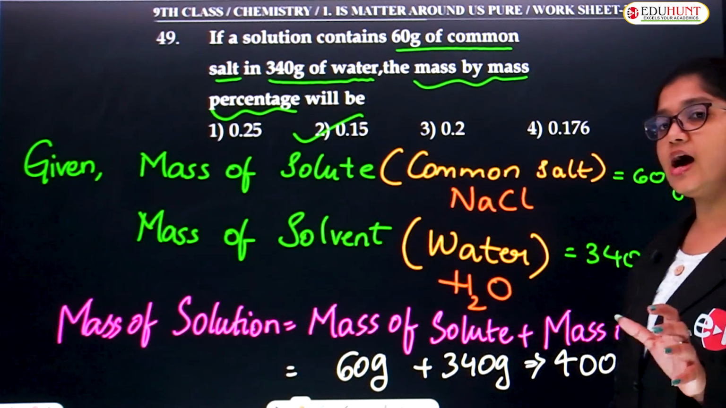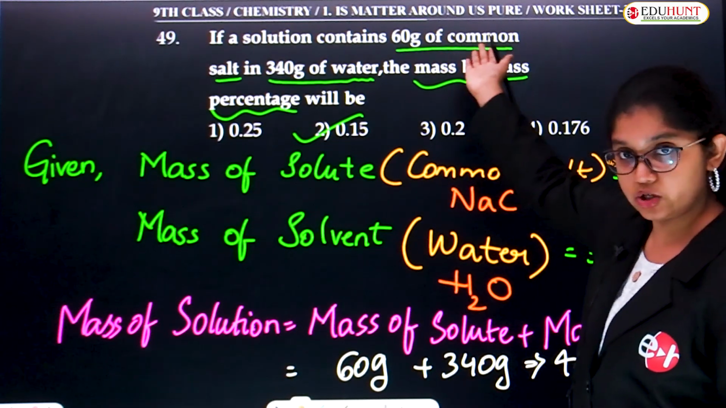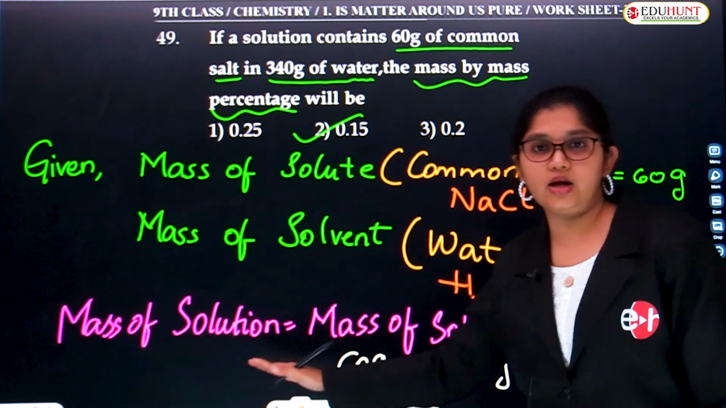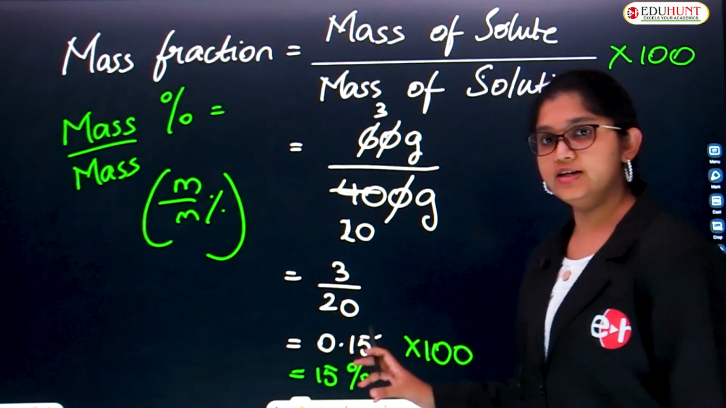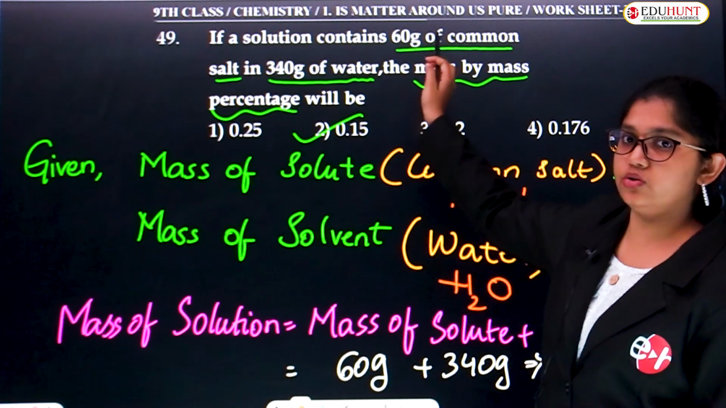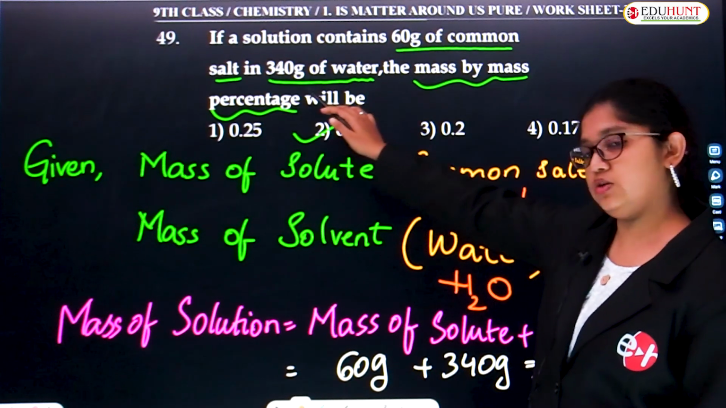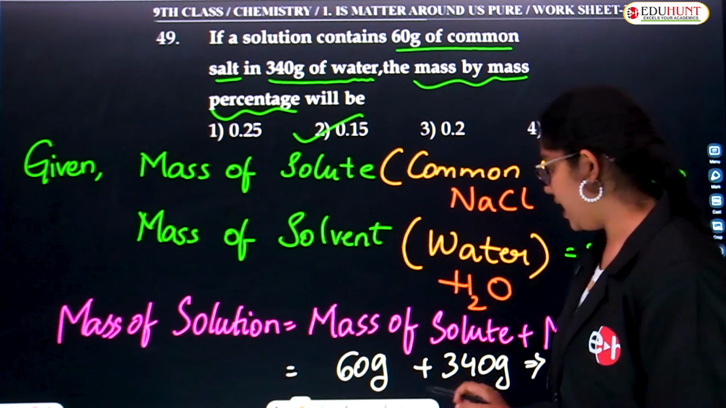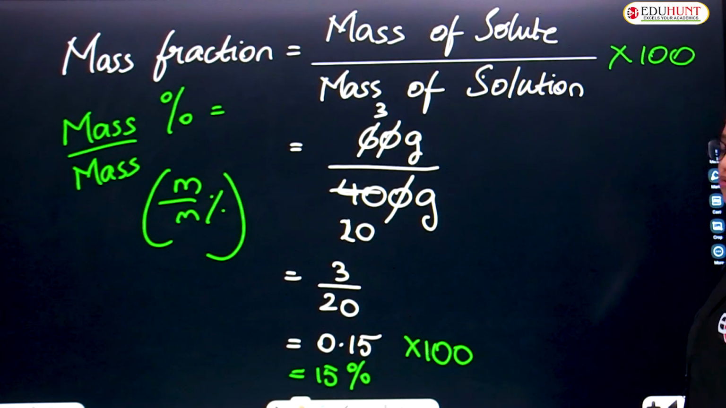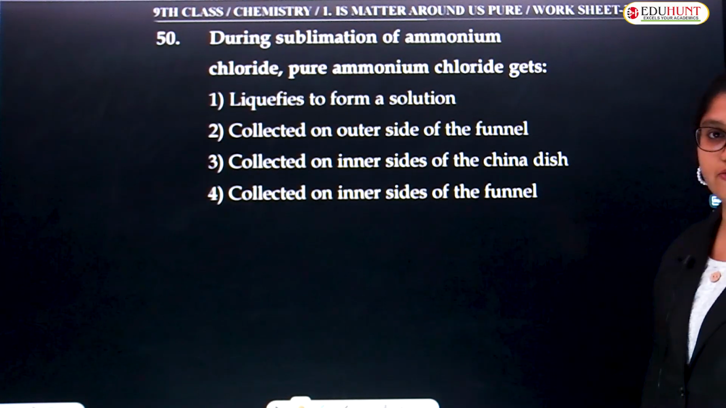Children, if they ask us in any other format, like with the help of solute and solvent, we have to first add to get the solution, right? After adding the solution, only then you have to calculate with the formula. Simply you should not do 60 by 340, wrong, because this is solute and this is solvent, right? So we should add 60 plus 340 first to get the mass of solution, and then continue with the formula. Don't just go in a hurry. Okay, good. Now moving to the next question, question number 50.